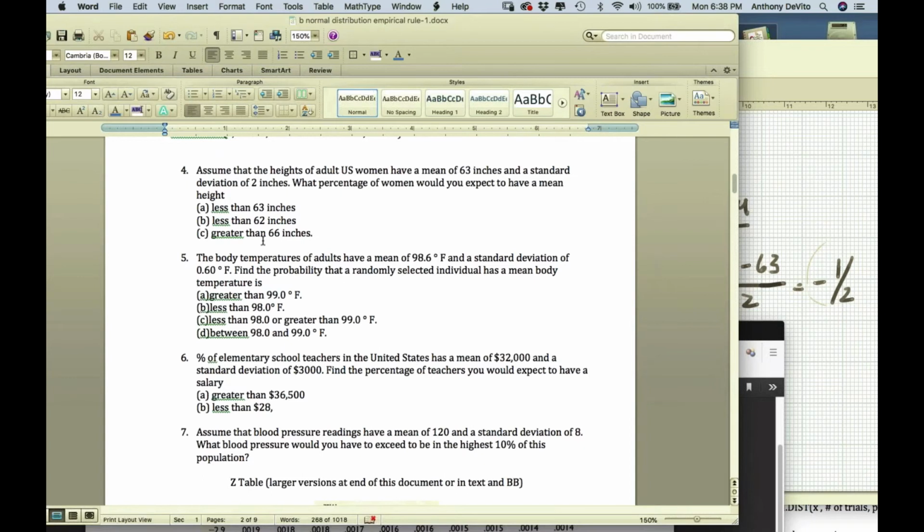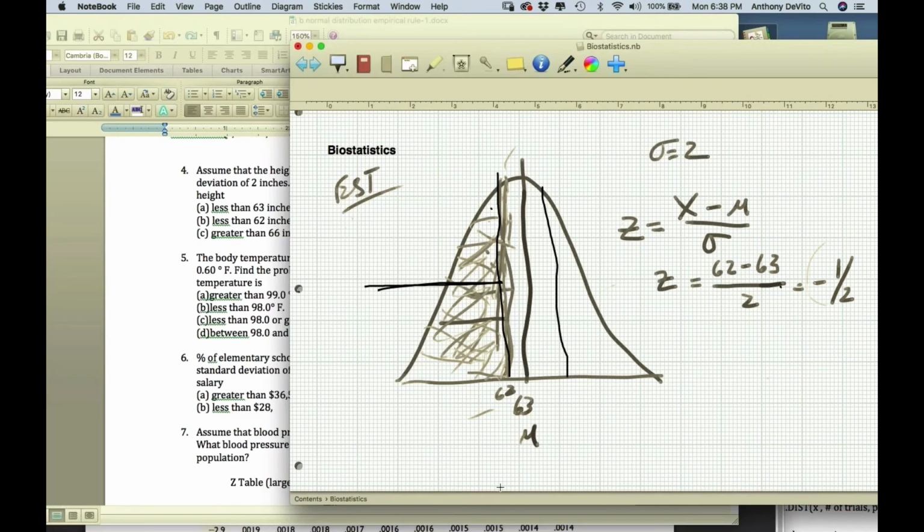Okay, the next one says, what's the probability of a woman having a height greater than 66 inches for this same distribution? Okay, I'm going to pick up my pen and I'm going to give this a try. Greater than 66 inches. Okay, how many standard deviations away from 63 is 66? We're going to do that. Z is equal to X, which is 66, minus 63, over 2, which is going to be equal to 1.5, right? Or 1.50 if you wanted to put that there.